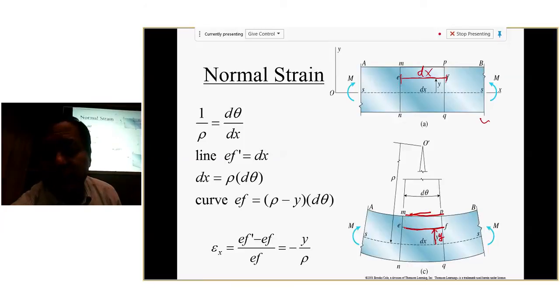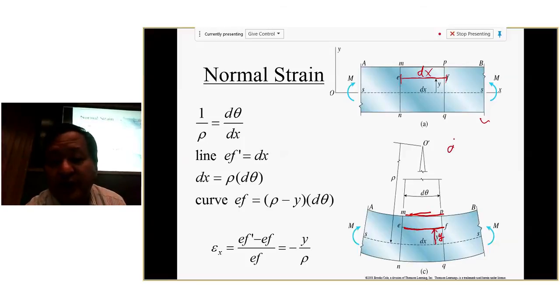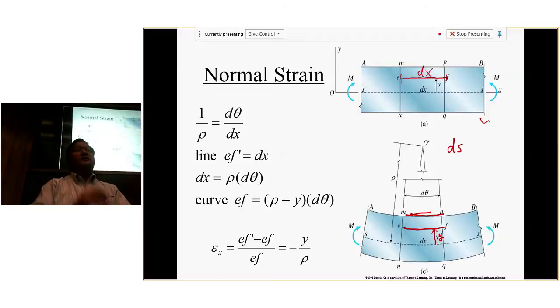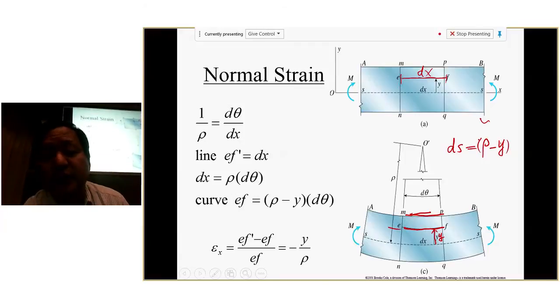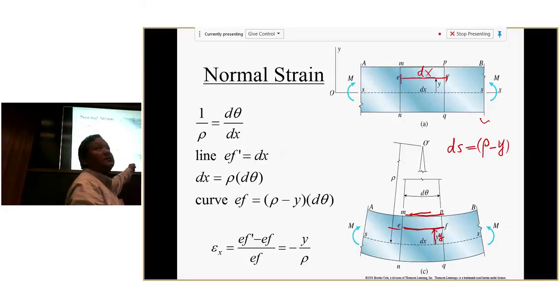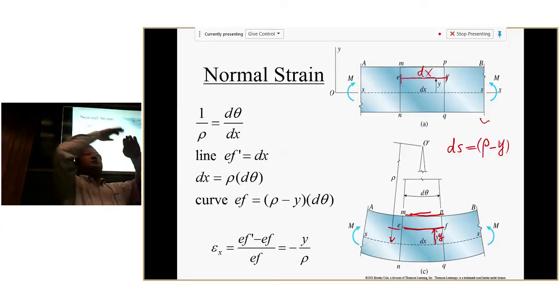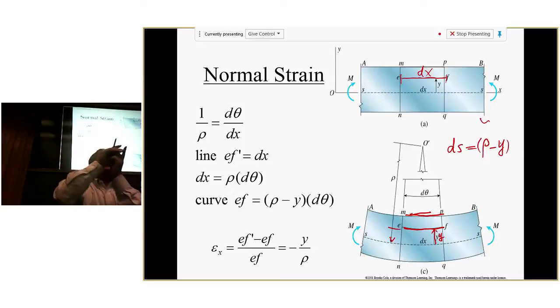Now, what is this after deformation? What's this one? What's the arc length? So this arc length, okay, we call it ds. I'll just write here. Okay, this ds should equal to what? Equal to this distance. We call it rho minus y. That's the radius of curvature. When you bend it, right, there is a radius of curvature. It's rho minus y. Because rho is referred to the neutral axis. You see where this rho is referred to here. So you minus y. So therefore the radius will be rho minus y.